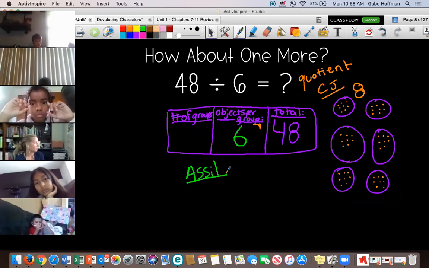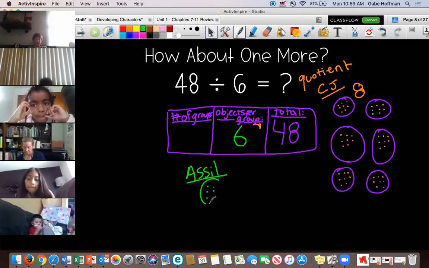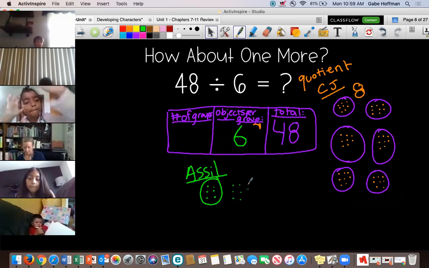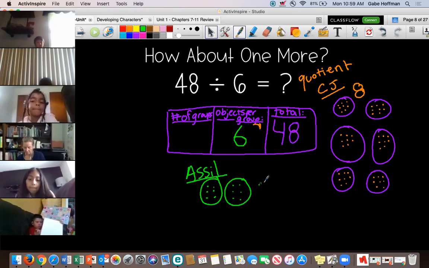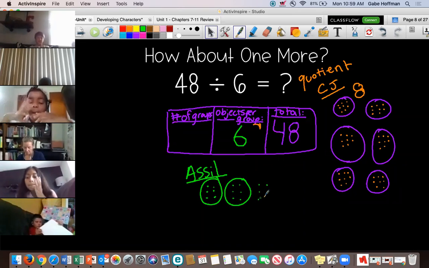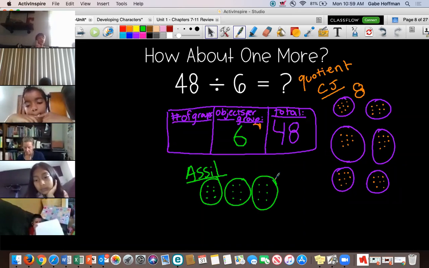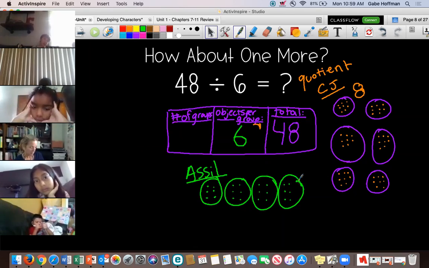Okay, so what you would do in this strategy is you're going to put 6 in each group and figure out how many groups that is. So I'm going to start by drawing 6 dots. There's 6. That's one group. Another 6. So now that's 12. We're going to do 6 in each group all the way to 48. So I'm at 18. 24.